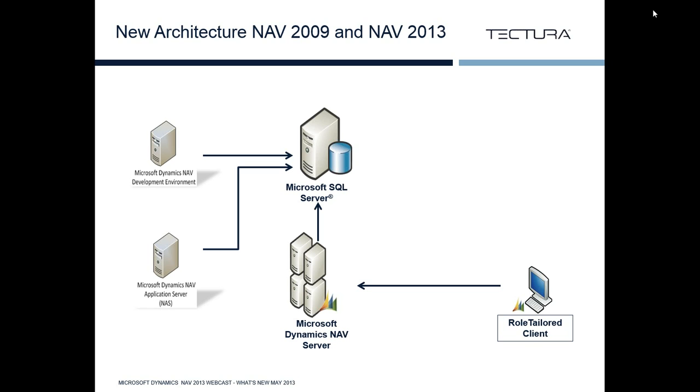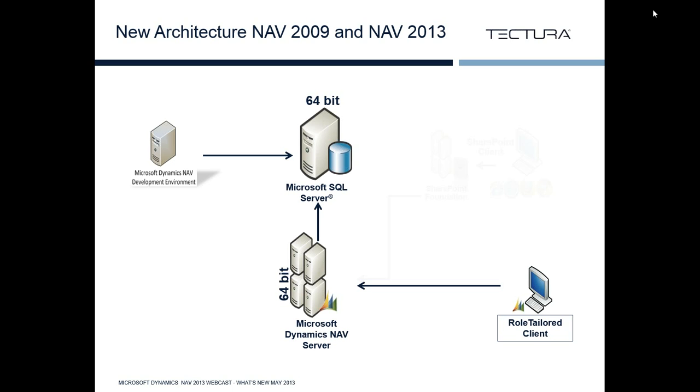What does that mean? In reality, not a lot. All the functionality exists in the role-tailored client, but instead of it being a menu framework, it is now framed around the role of a person in the organization. But it also means that the old Navision application server has now been removed, and all of that service tier functionality exists in the Dynamics NAV server, which means that the role-tailored client itself, instead of connecting to the SQL server, connects directly to the NAV app server, which then allows us to introduce 64-bit processing.